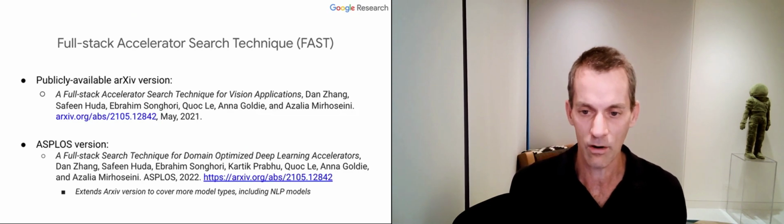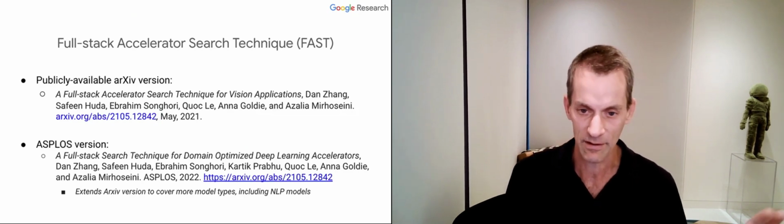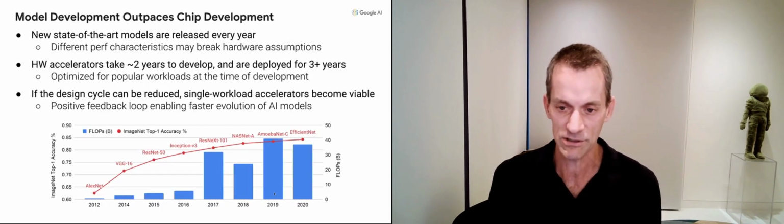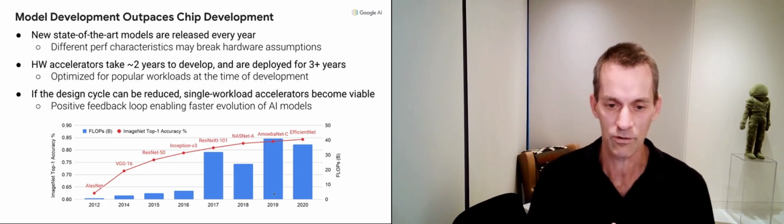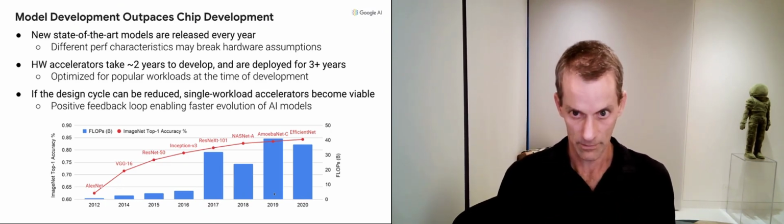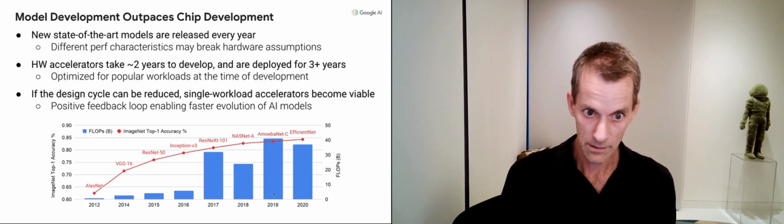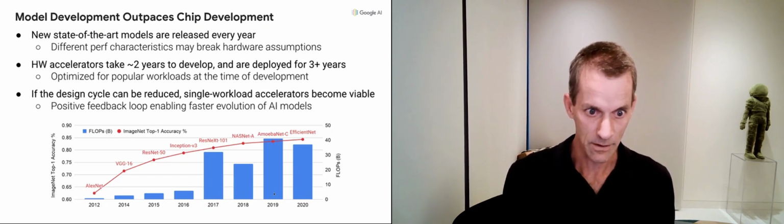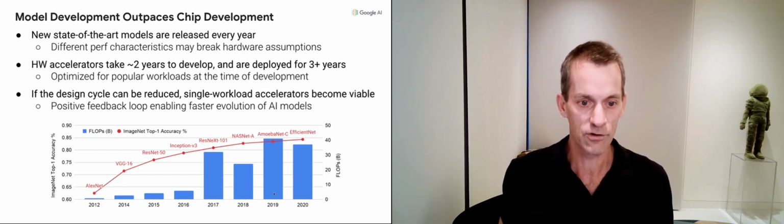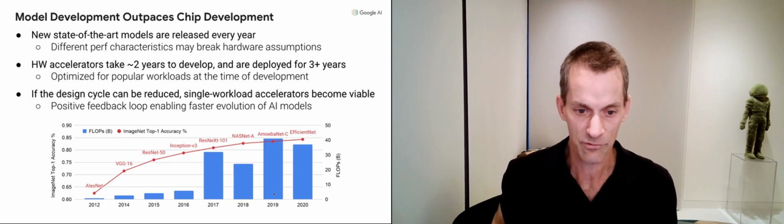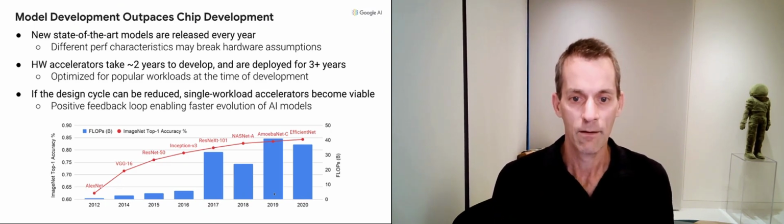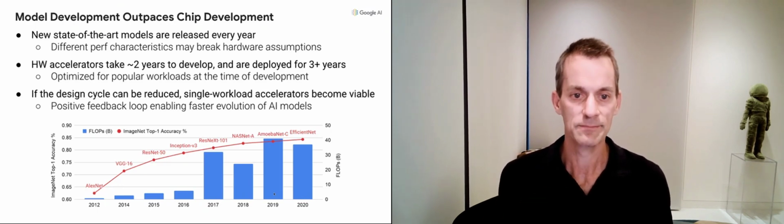This is not an arbitrary chip to do all kinds of things like a modern CPU or a compression chip or something. This is just for neural network accelerators. And there's an arXiv version and then a more recent ASPLOS version, as you see here, of the section that I'm going to describe. You can refer to these papers for more details.